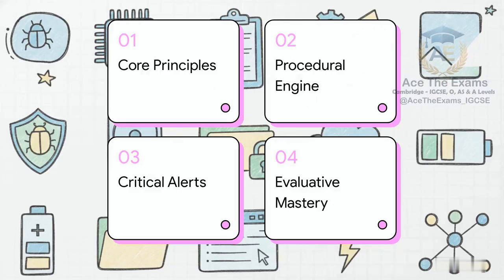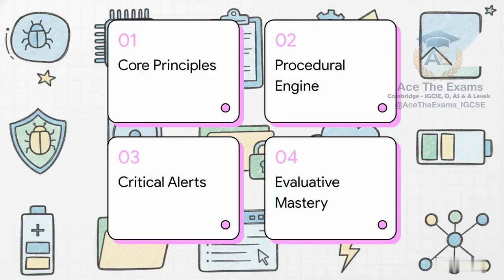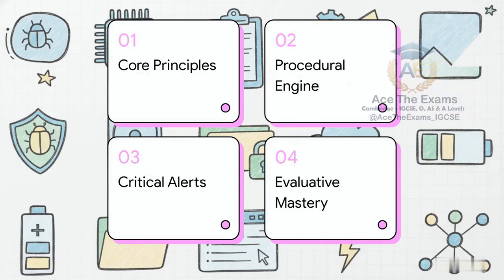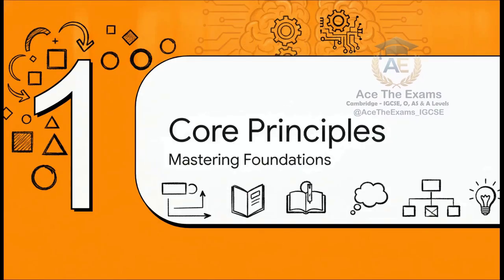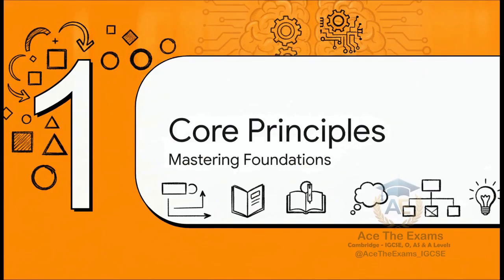To get you there, our roadmap today has 4 distinct stops. 1. Core principles. 2. The procedural engine. 3. Critical examiner alerts. And finally, evaluative mastery. Let's start with Section 1. Core Principles, Mastering the Foundations.